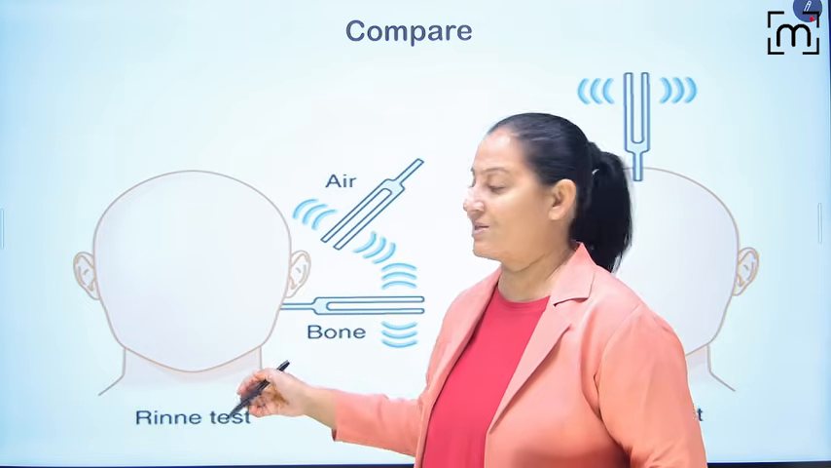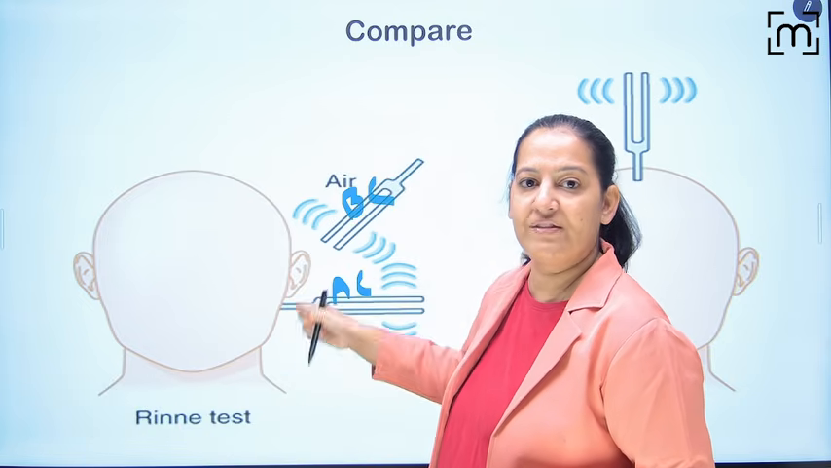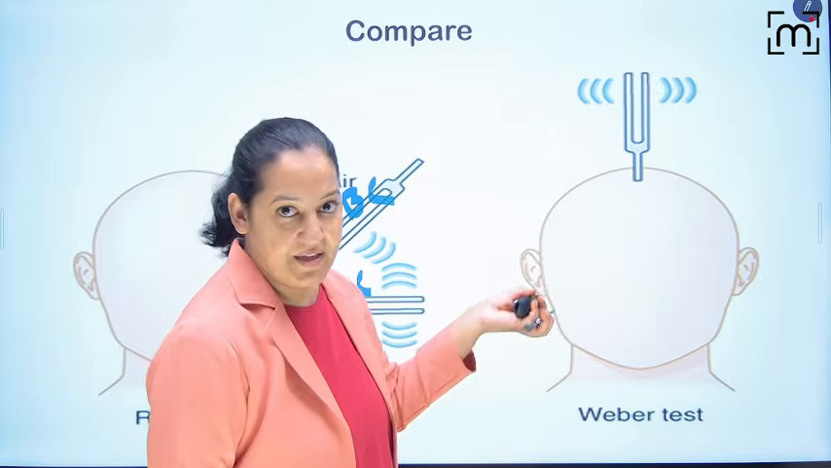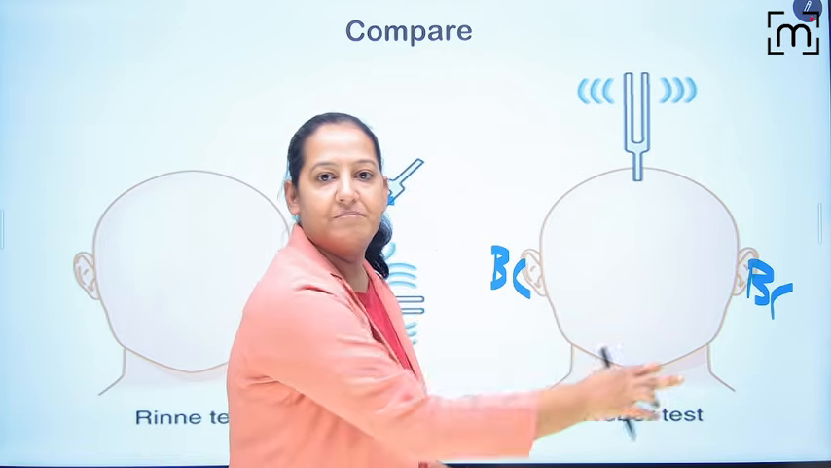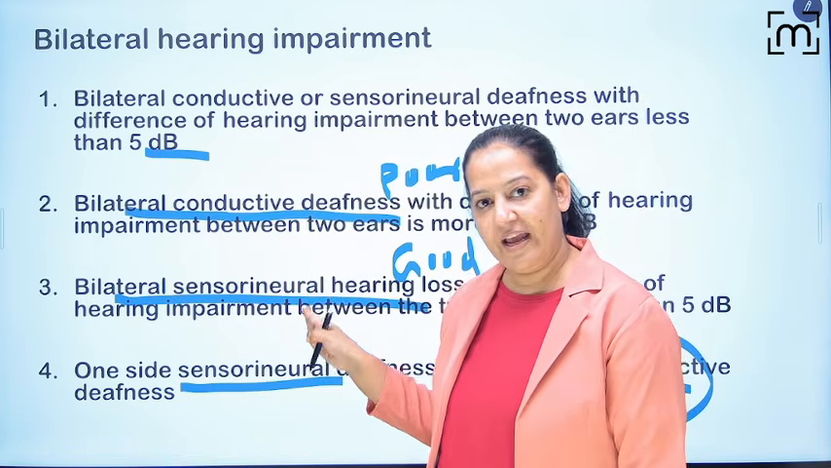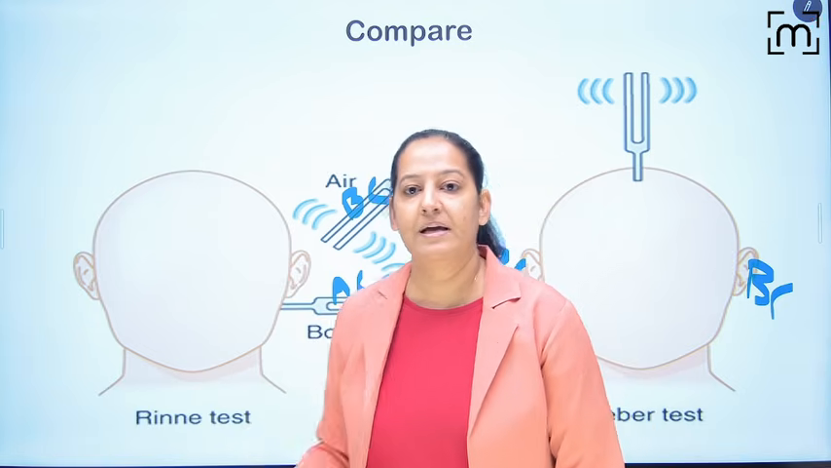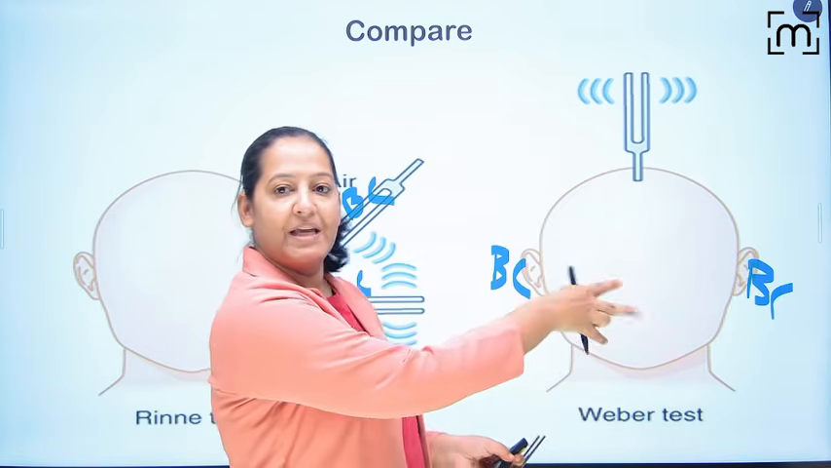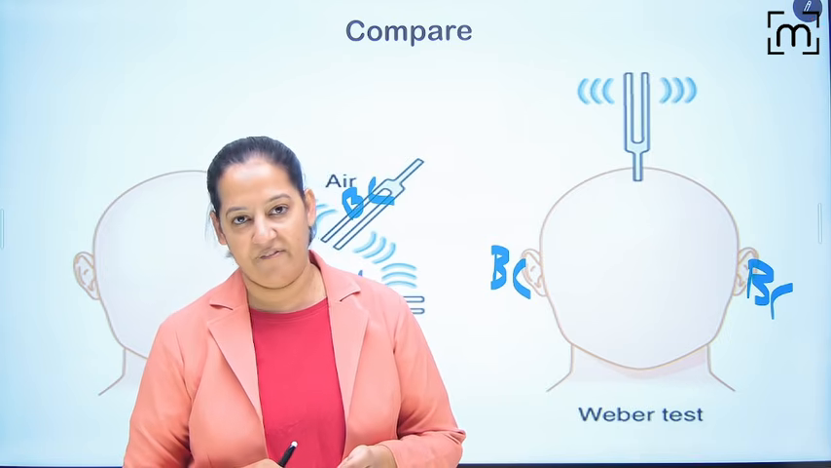So in Rinne test, we compare AC and BC of the same ear. In Weber test, we compare BC of both ears. See the principle. Here we are comparing AC and BC of the same ear, one of the ears. That is Rinne's test. But in Weber, we compare BC of both ears, BC of this ear with BC of this ear. Got it? Everyone got it?